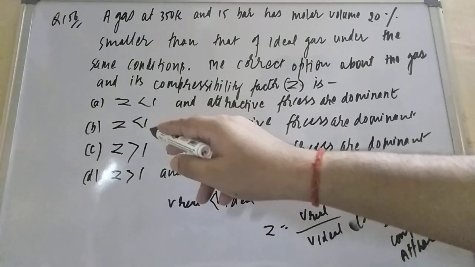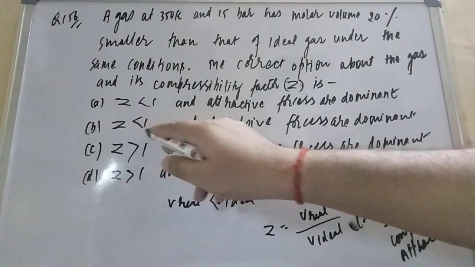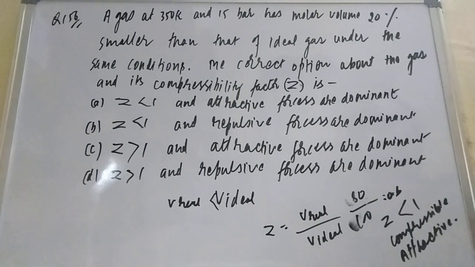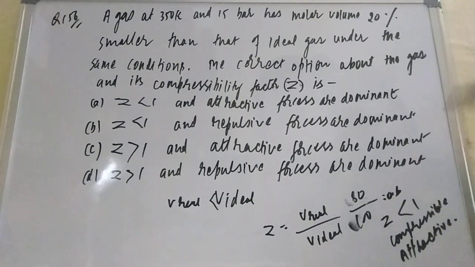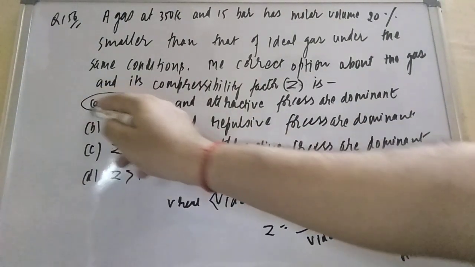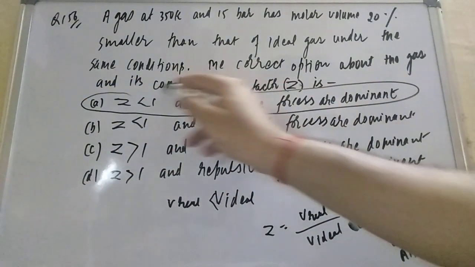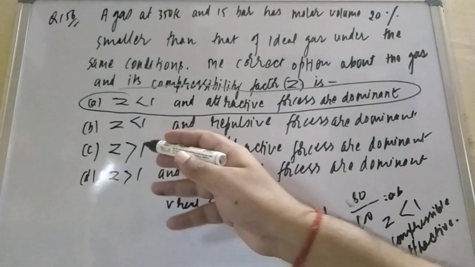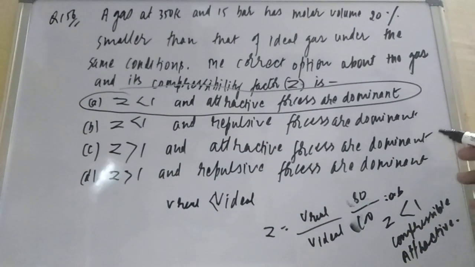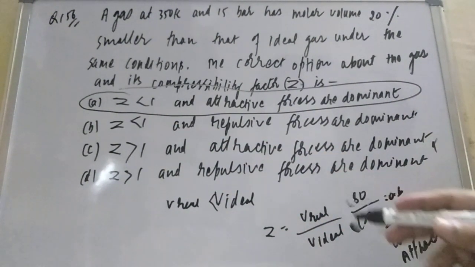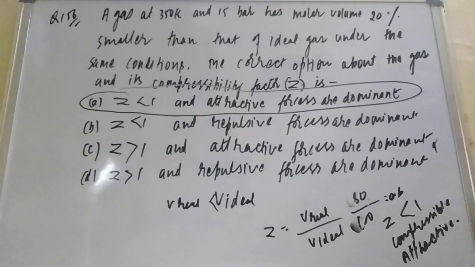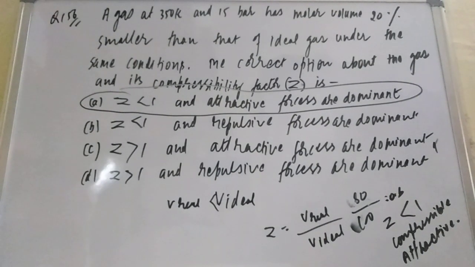Z equal to 1, or repulsive forces dominant: if repulsive forces are dominant, we cannot compress, repulsion will be high. So our correct option will be option number 1, A. Z more than 1 with attractive forces is not possible, and Z more than 1 with repulsive forces, these two options are not correct. Only option A is correct.